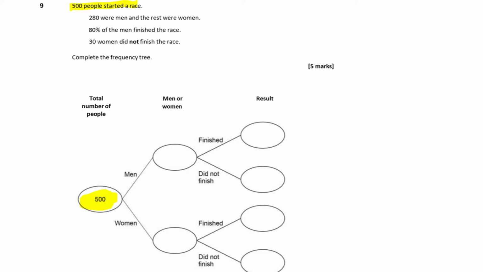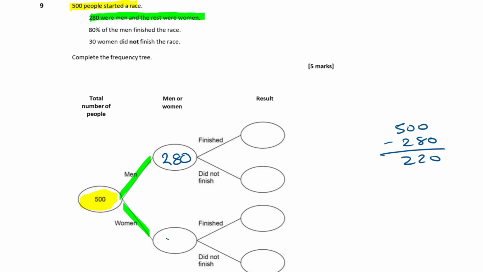Now the next thing it's going to do is it branches into male and female, men and women here. And we're told that 280 were men and the rest were women. So of those 500, we know that 280 were men. So how many women does that leave? If I take 500 and I subtract 280, it leaves 220, doesn't it? So there must be 220 women.